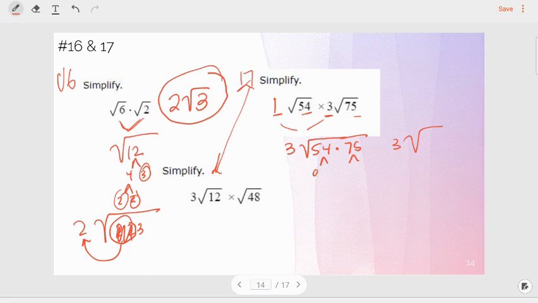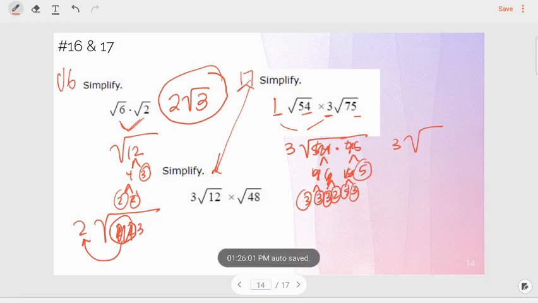So 54 simplifies to 9 and 6. 9 simplifies to 3 and 3. 6 simplifies to 3 and 2. Remember, I don't include any of those numbers. 75 simplified into 15 and 5. 15 simplified into 5 and 3. So I'm going to take all of my simplified terms and copy them all down in order.